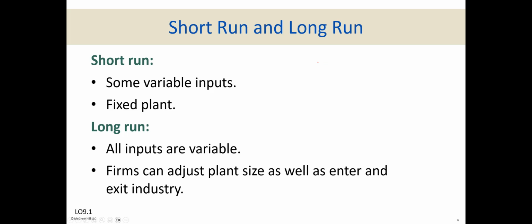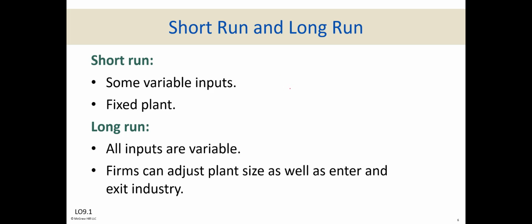We have to define, when we talk about cost and production, two terms. One is short run and the second one is long run. In the short run, some inputs like the size of a factory are fixed, but other inputs like labor can be adjusted. In the long run, all inputs are variable, meaning businesses can adjust the size of their factory, the number of workers, and enter or exit the market.